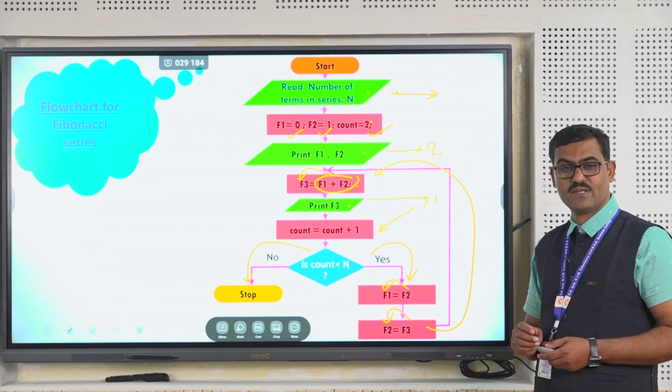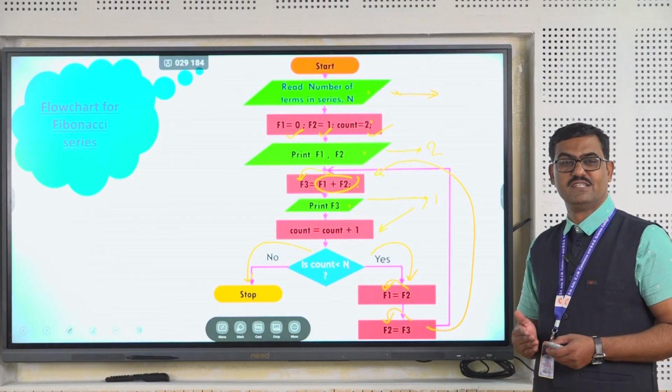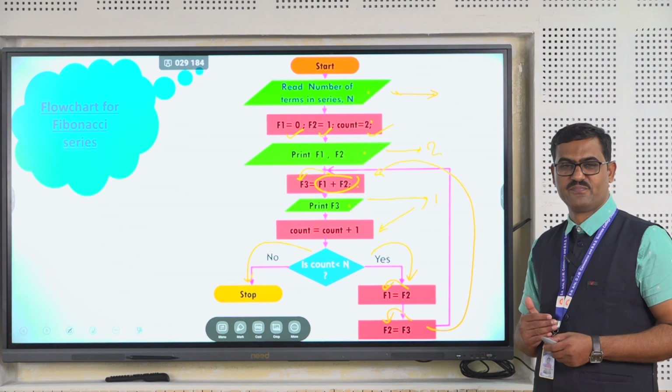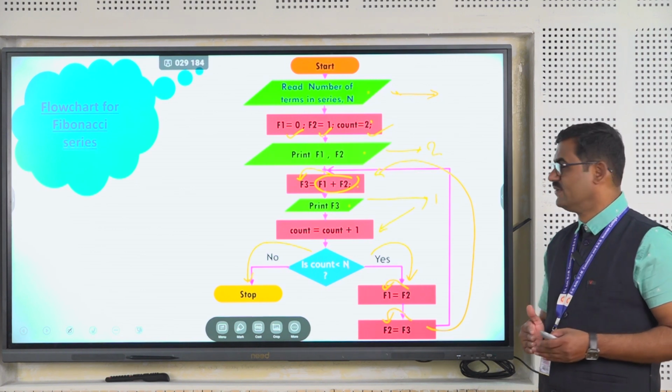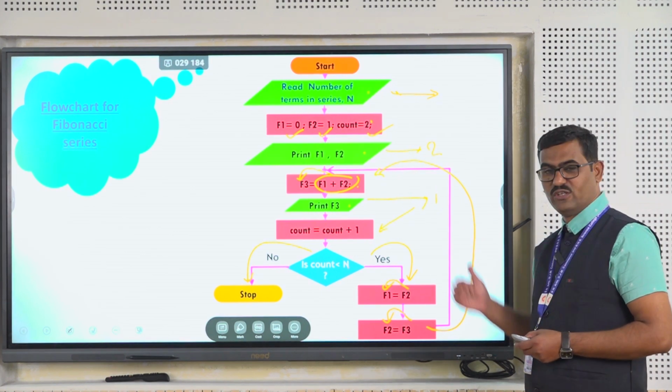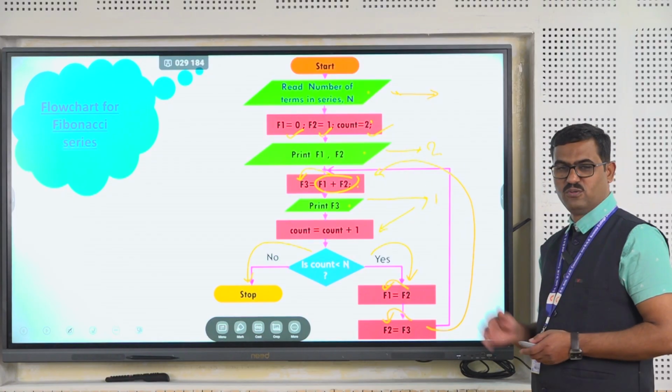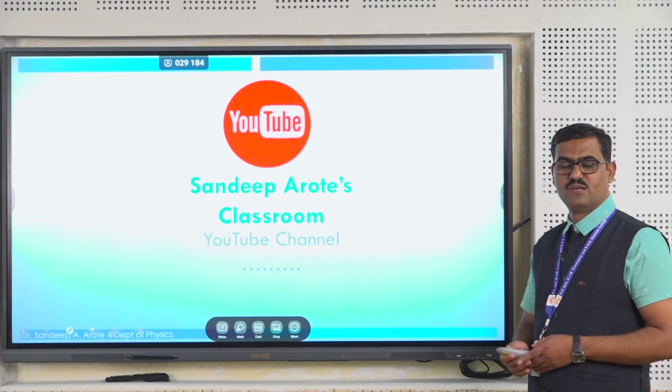Now you can see here, in the last lecture we have seen the algorithm for this Fibonacci series. Now as compared to the algorithm, it becomes very easy to understand the logic through the flowchart. So this is all about flowcharts.